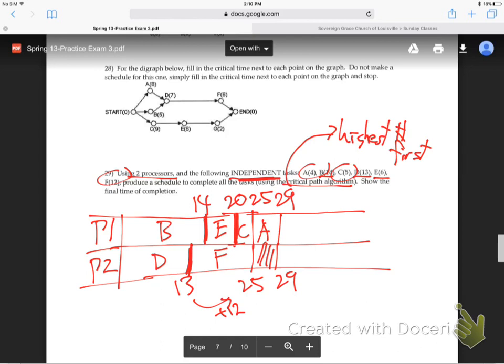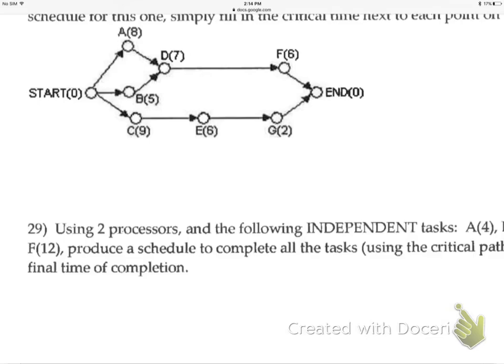All right. So now the big bad 28. Let's finish up with that one. There's 28. So basically, if you read all the words, it says put the critical time next to each of them. So let's start with that. It means the bracket numbers, right? Critical time. Put the bracket numbers. So remember how you do that. You add from right to left.